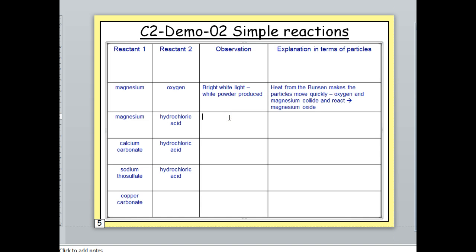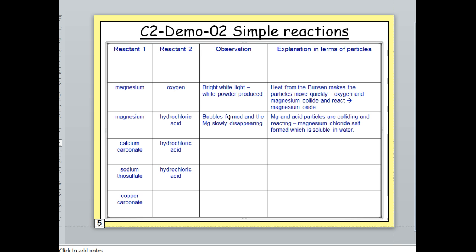Magnesium and hydrochloric acid, well, that doesn't require any heat. As soon as you put the magnesium into the hydrochloric acid we will have seen bubbles formed and the magnesium slowly disappearing. So in this case the magnesium particles and acid particles are colliding and reacting, and a salt, magnesium chloride, is formed, which is soluble in water. So that dissolves away, and that's why the magnesium seems to disappear.